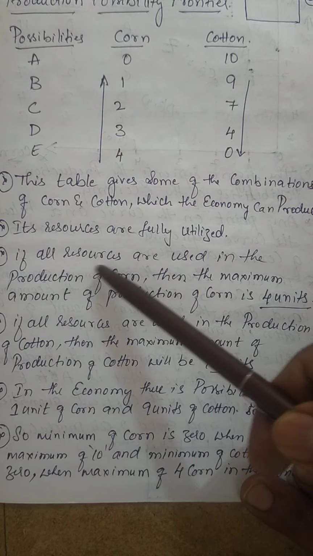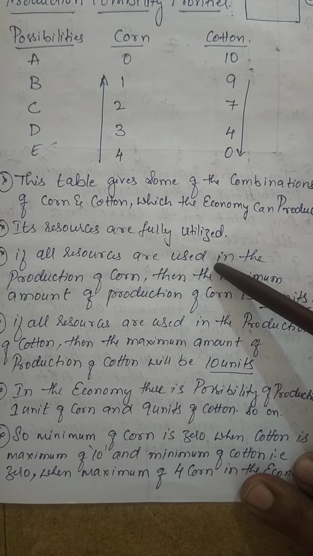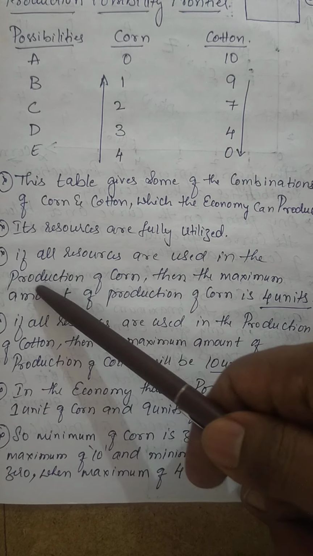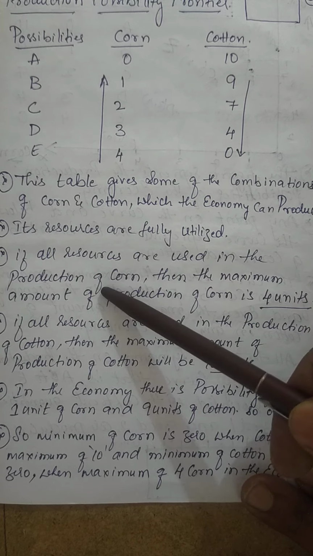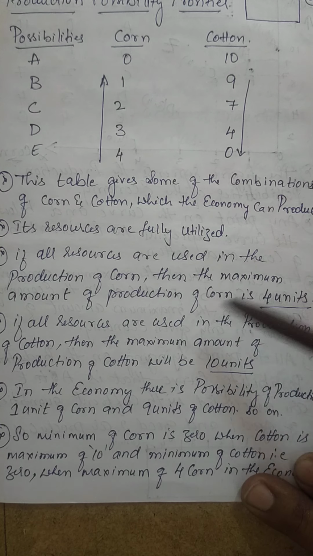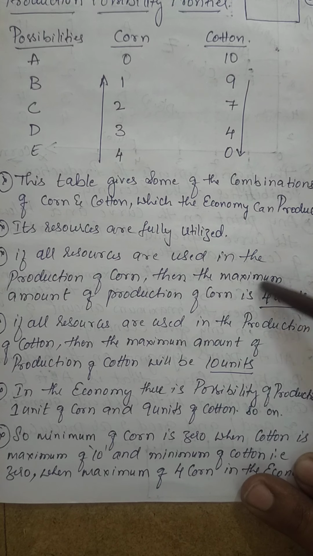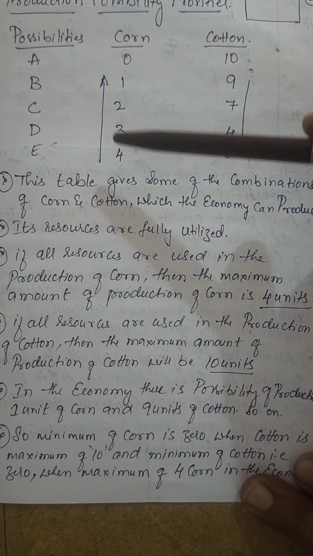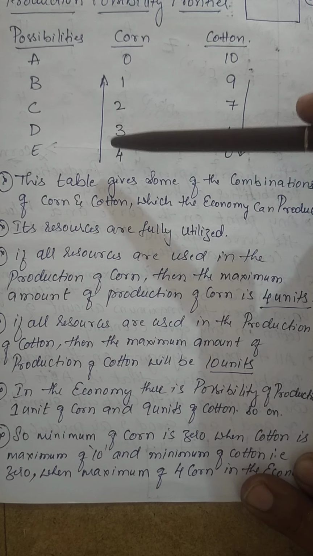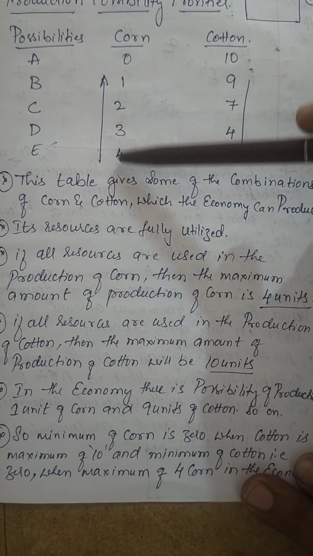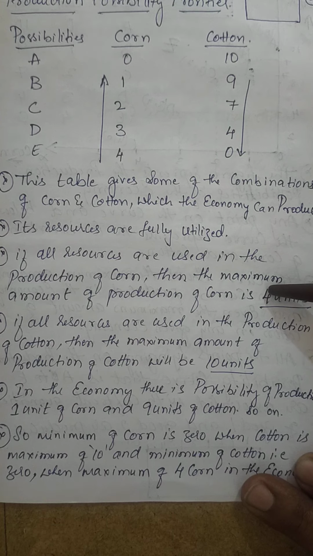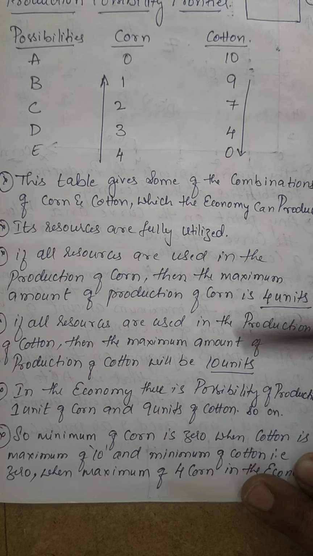Please understand, if all resources are used, what are the resources? Land, labor, capital, machineries, and all these things. If all resources are used in the production of corn, then the maximum amount of production of corn is 4 units. See, what is the maximum production of corn? It is 4 units. So it is very particular. We have to observe here that the maximum production of corn takes place when there is maximum utilization of the resources. So that is the third point.